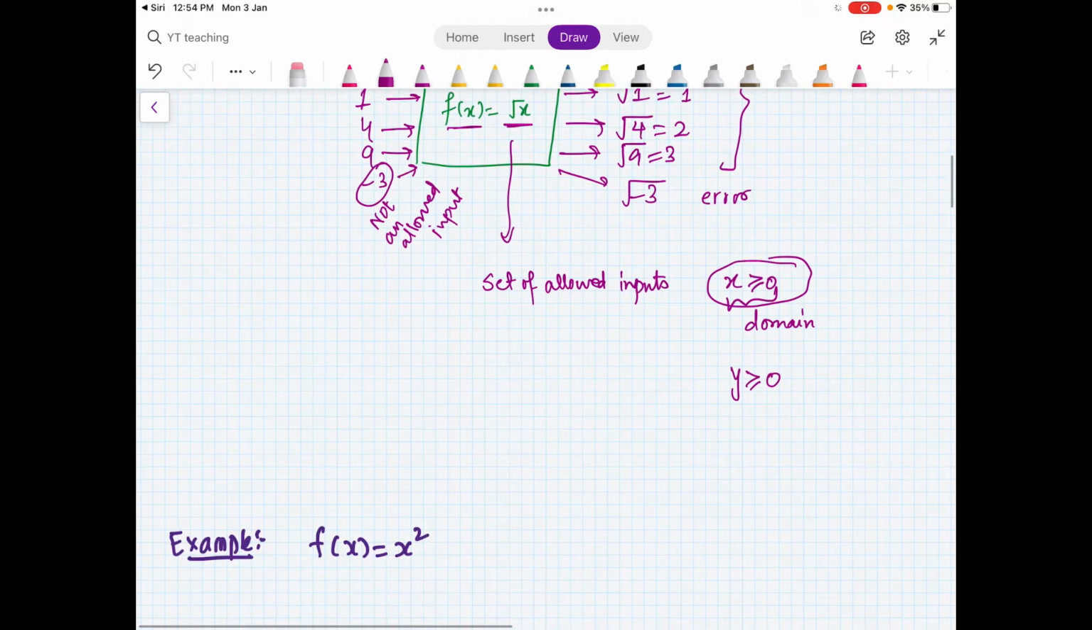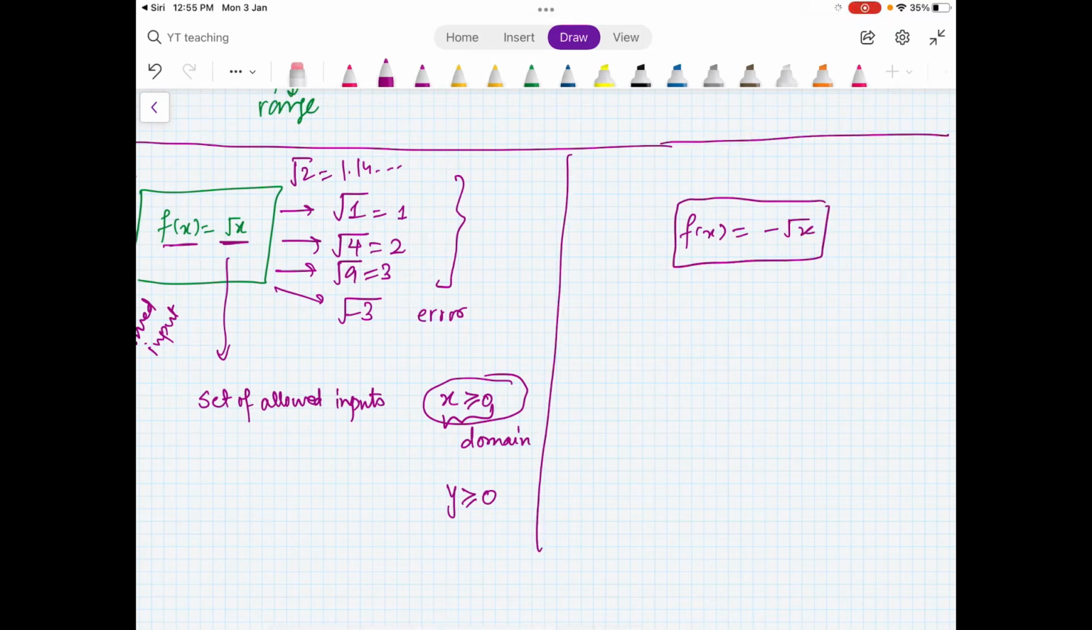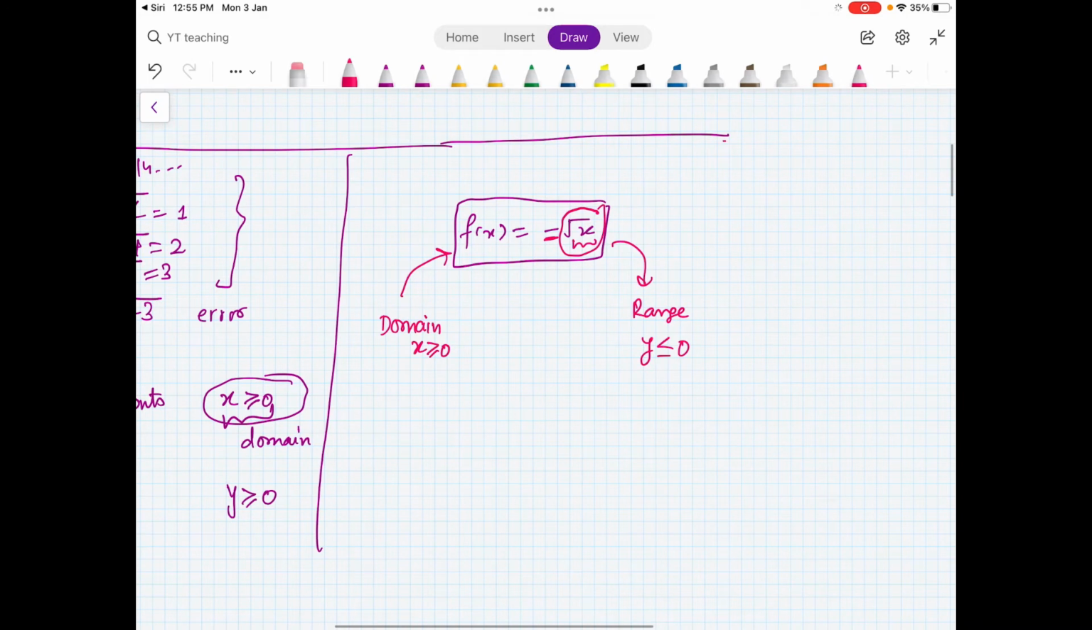Okay, and suppose I have something like this, f of x is equal to minus square root of x. Suppose this is my machine. Then what are the possible inputs? I have to make this thing positive, so domain is x greater than or equal to 0. What is the range? Range here is, this is positive and you have put a negative sign here, so range will be y less than or equal to 0. Okay, so this is how you find the domain and range.